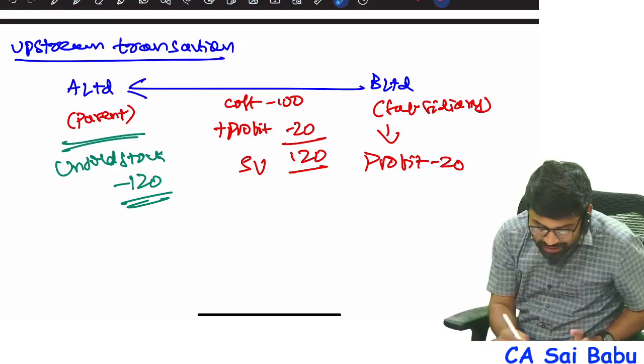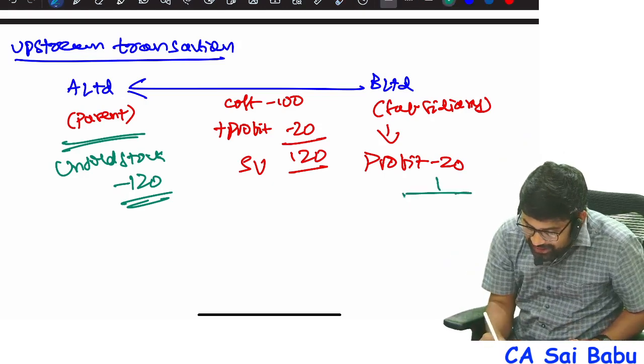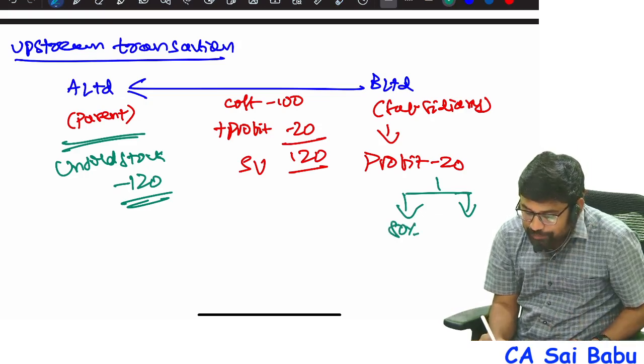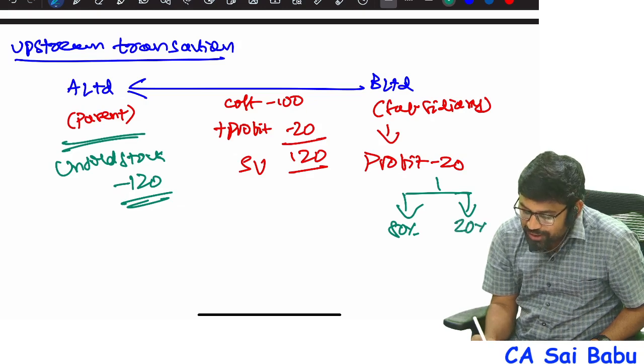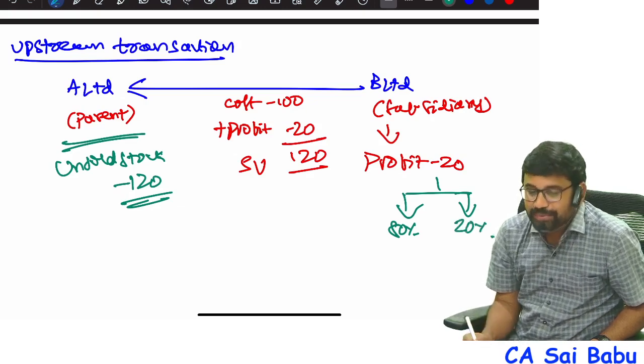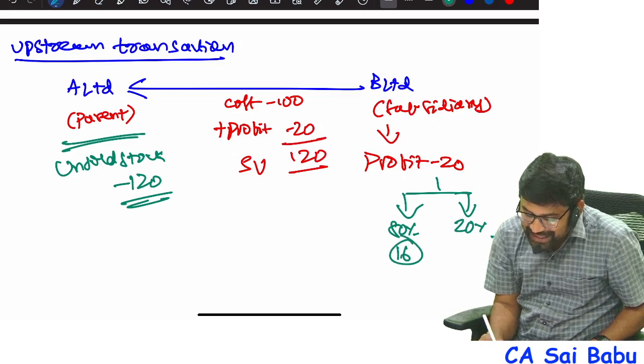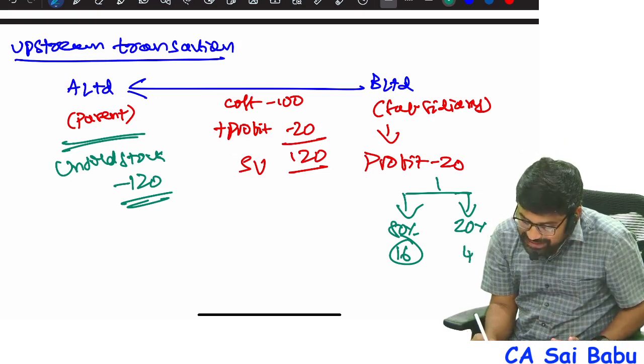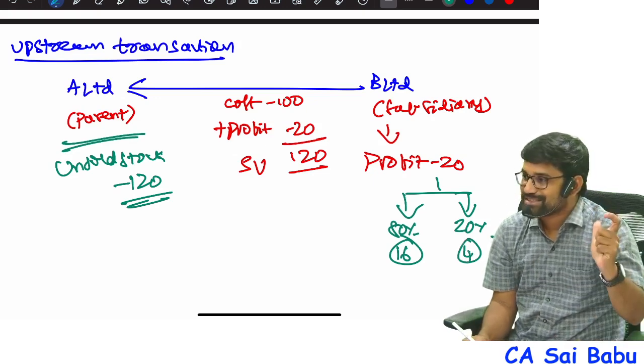So therefore, you need to see here. In this 20, suppose in the subsidiary company, 80% is held by the parent and 20% by minority interest. So in this 20, 80%, that is 16, will be eliminated from parent company reserves. 4 is eliminated from minority interest. That's why you see here in this step, I will show you.